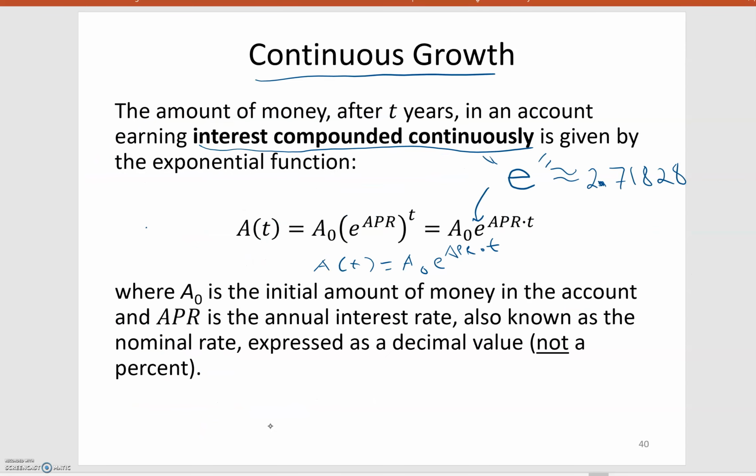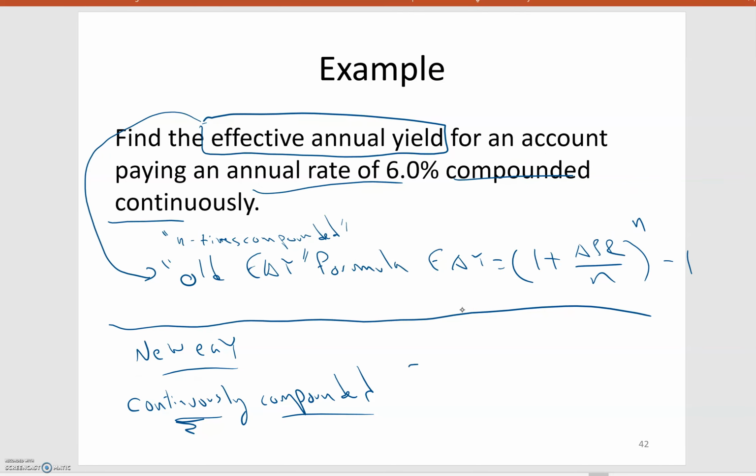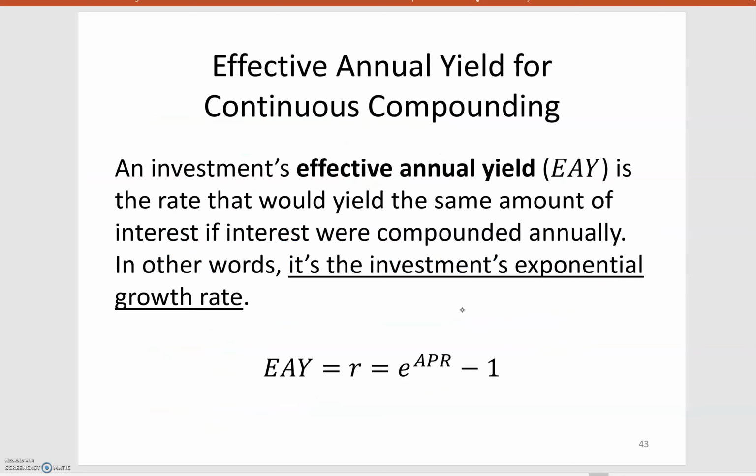going to go back to this model, we're just going to take this portion right here, this e to the APR. So EAY will be e to the APR, no t variable. Just as before, we do not use the t variable for the effective annual yield. We get that value, then we subtract 1 from it, and I guess for both of these, to put them in percent form, we multiply by 100. Okay, and that's your rate.